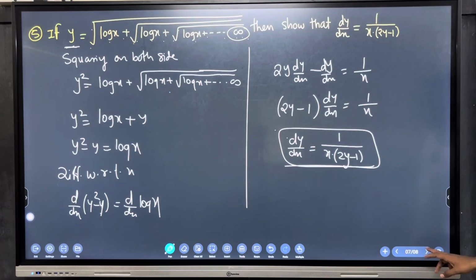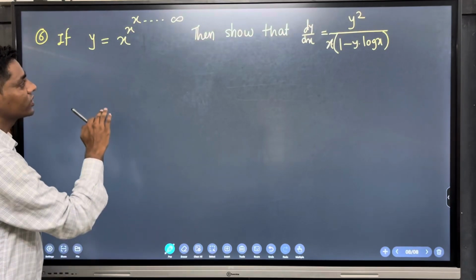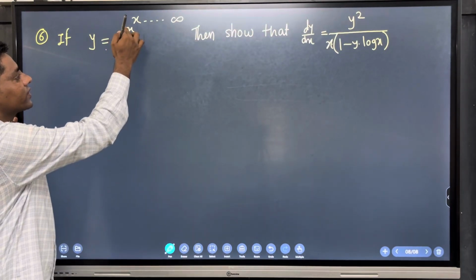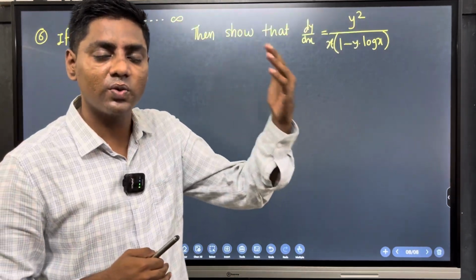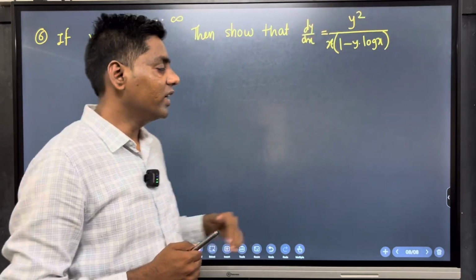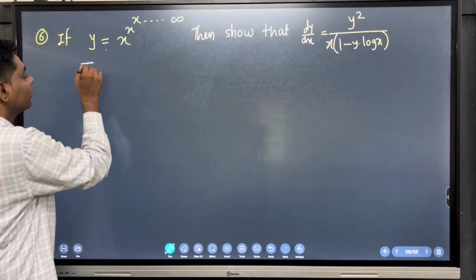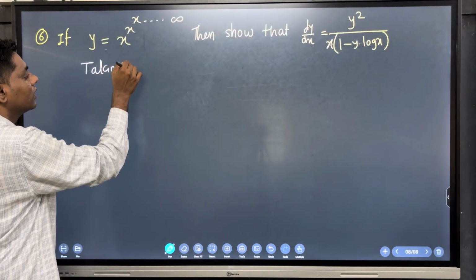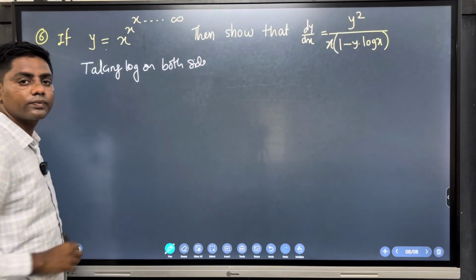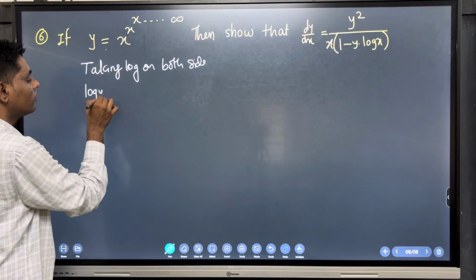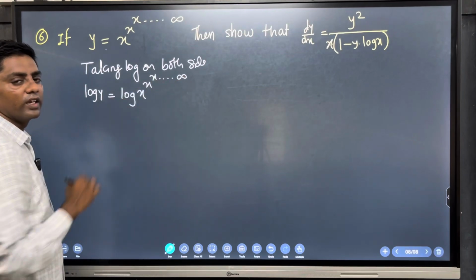Now lastly, we solve the next question, again very simple and very important. y is given equal to x raised to x raised to x raised to up to infinity, meaning it is continuously x raised to x raised to x raised to x, up to infinity. Since it is raised to the power, we solve by taking the log on both sides. So we apply log of y equal to log of x raised to x raised to x raised to up to infinity.